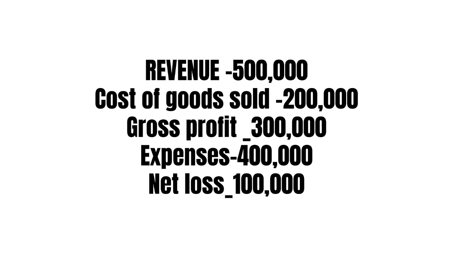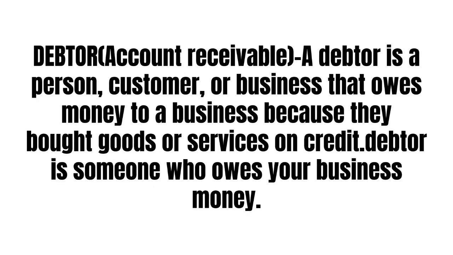Then they make expenses of 400,000. So we can see that after we deduct expenses of 400,000 from 300,000, we are having a loss of 100,000, because our expenses are more than our income. So we make a loss. So the next thing we'll be looking at is debtor.